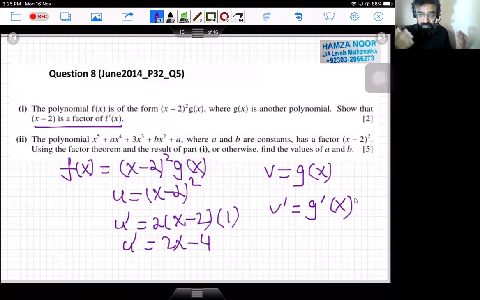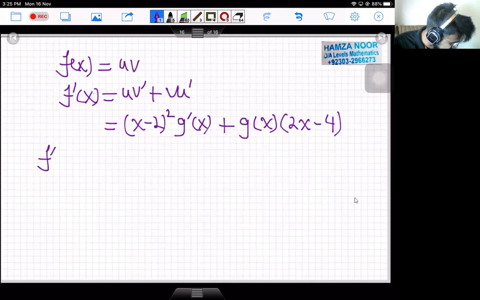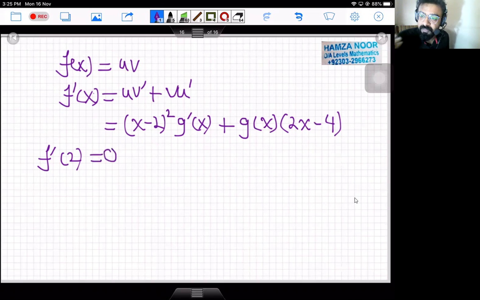Now we have the function f dash x, and since x minus 2 is a factor, this means when x minus 2 is equated to 0, x equal to 2 is the solution. Therefore, the remainder will be equal to 0. And you have to substitute the value 2 in place of every x you see in the f dash x function. Simply, this means that in the f dash x function, if you put x is equal to 2, the remainder will be equal to 0. You have to prove this.